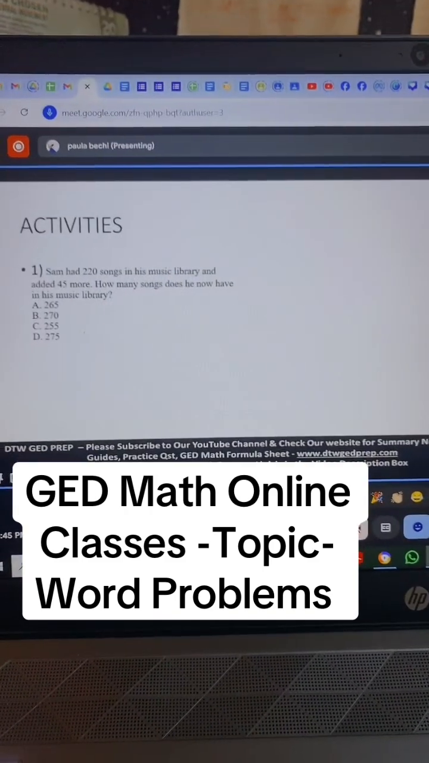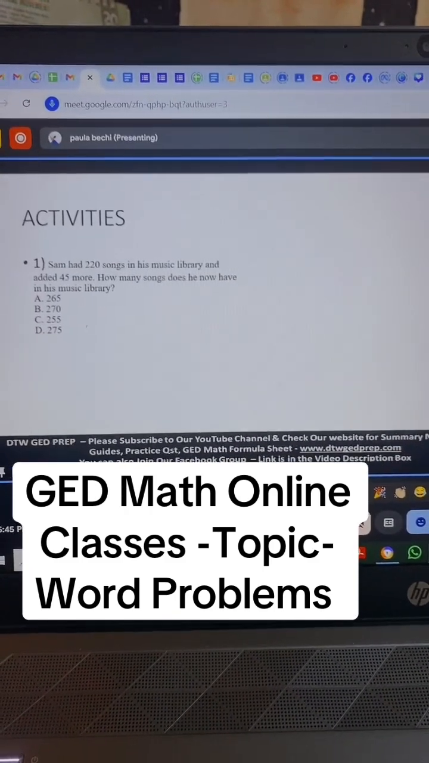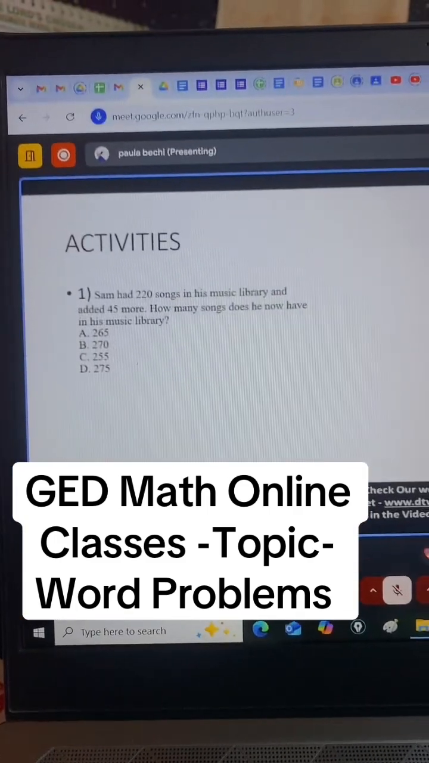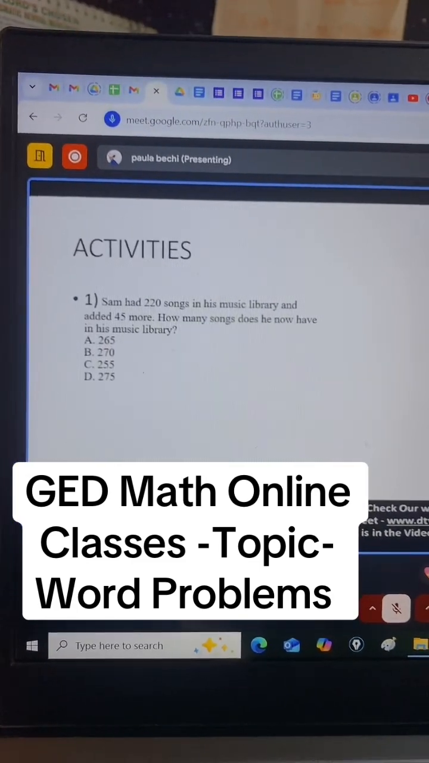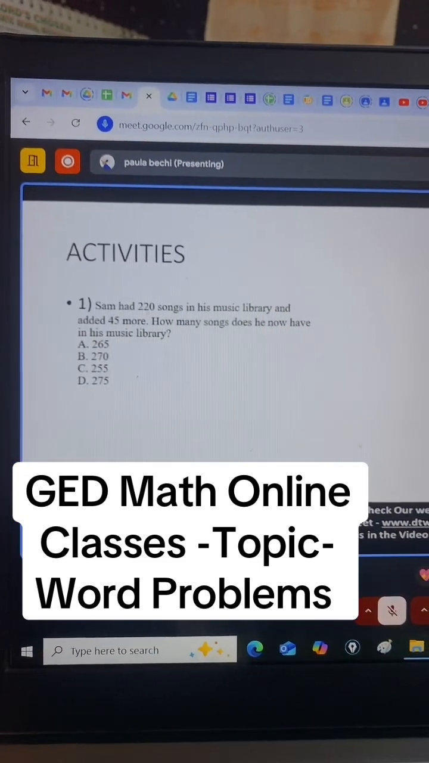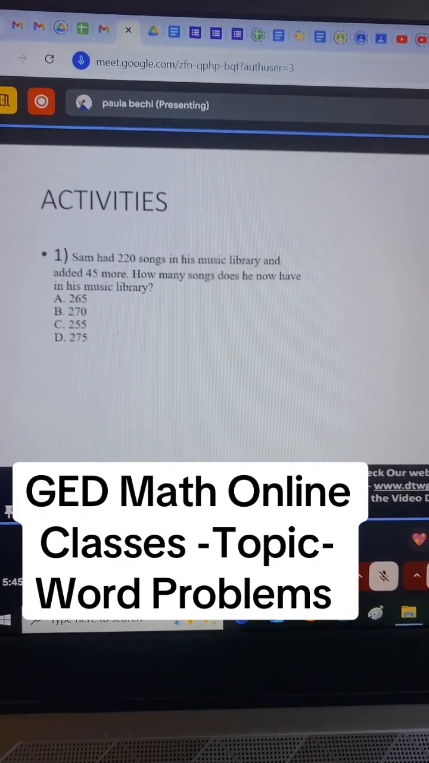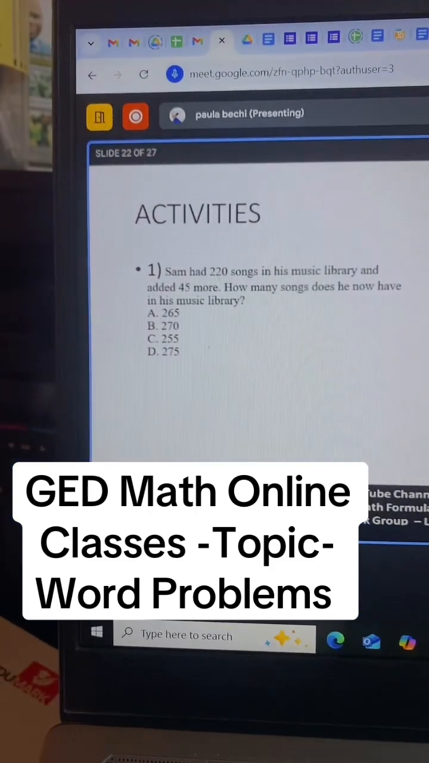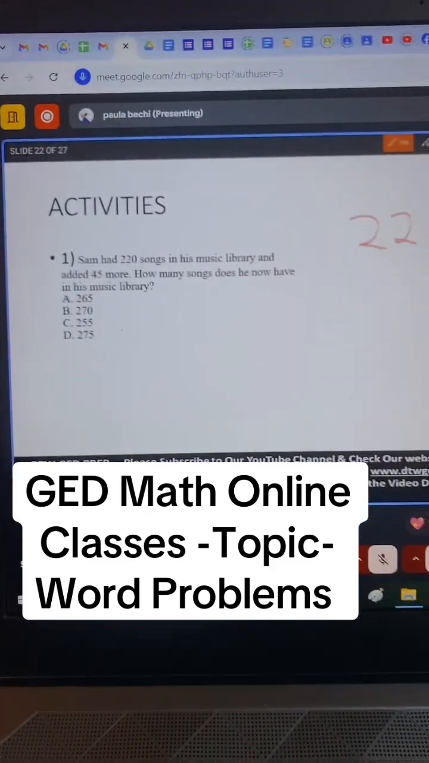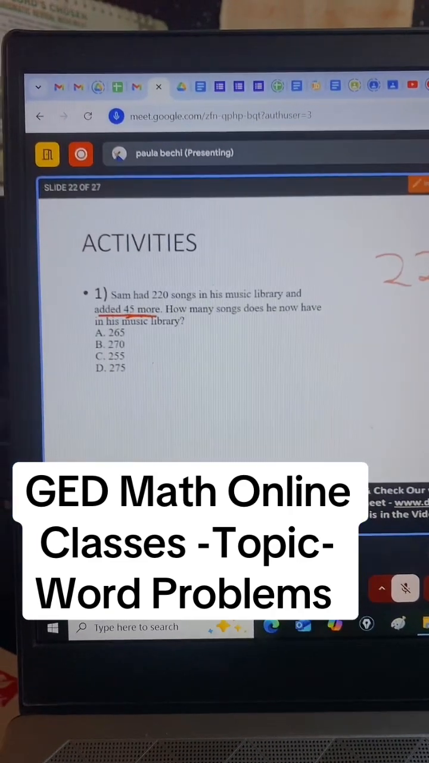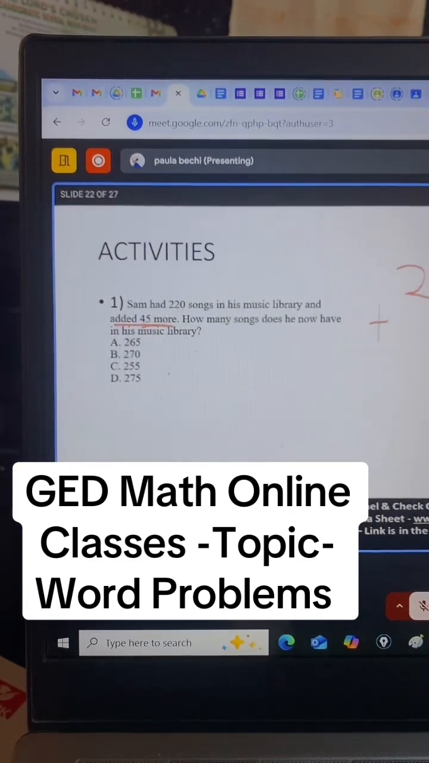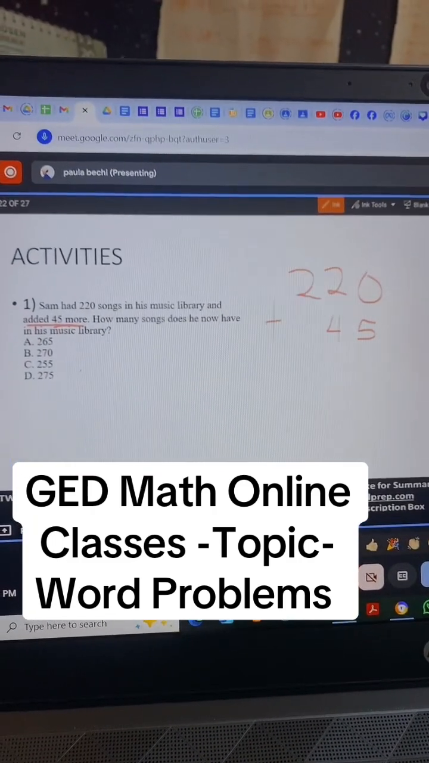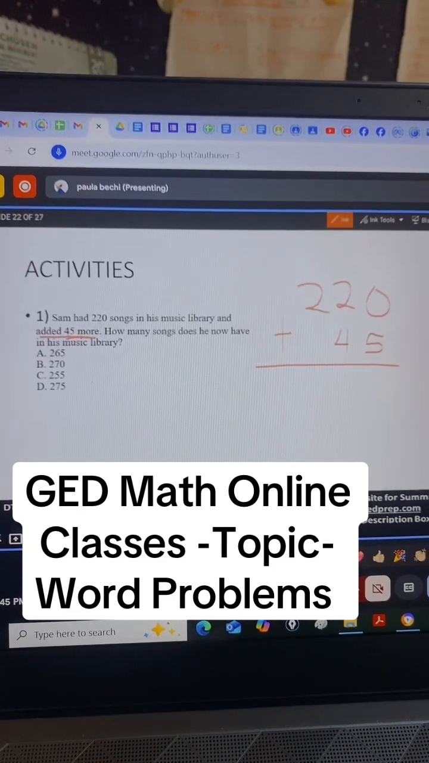The first one says Sam had 220 songs in his music library and added 45 more. How many songs does he now have in his music library? Since initially he had 220 songs, and now he's adding 45 more, the symbol for addition is this. We want to know the total songs he will now have in his library, so this is just an addition problem.